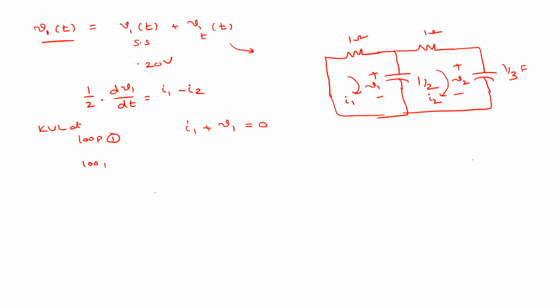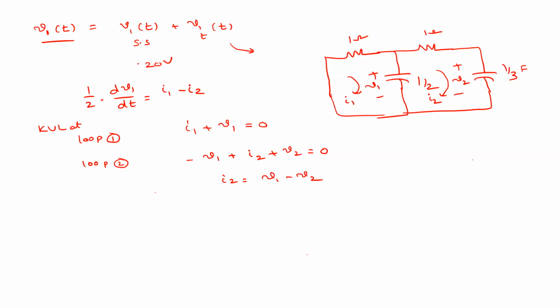Similarly, loop 2. What is loop 2? Minus V1 plus 1 into I2 plus V2, which is equal to 0. Okay, so we have this I2 here, right? So I2 is equal to V1 minus V2.